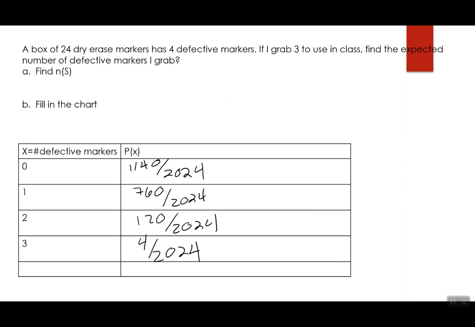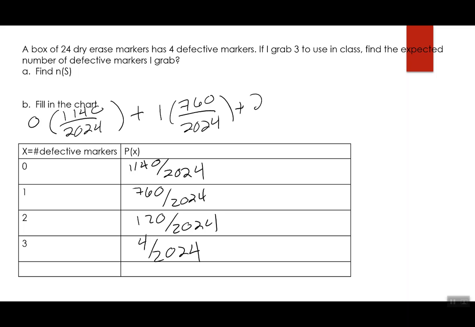Okay, now we're ready to find the expected number of bad markers that I would get going to class. So remember, we take our 0 times the probability, which is 1140 over 2024, plus the 1 times 760 over 2024, then 2 times 120 over 2024, and then the 3 times 4 over 2024.